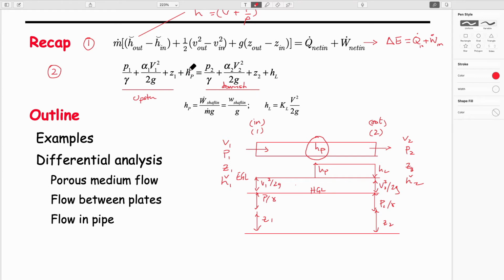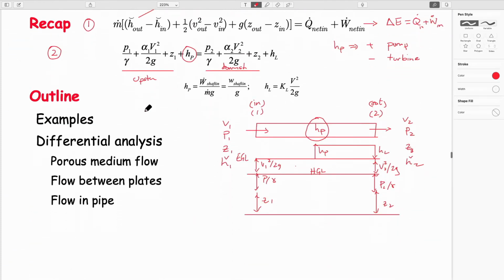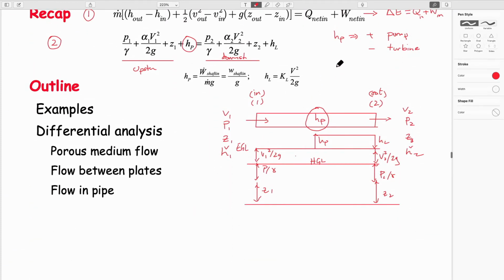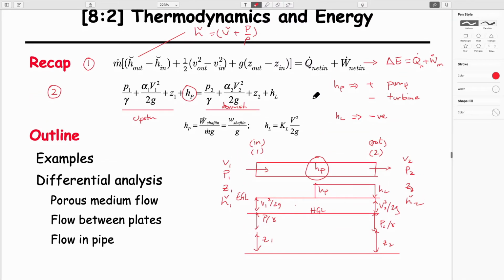And the only other components are the pump head, and we said this is positive if it's a pump, negative if it's a turbine, hence the last things we talked about in this, right? And head loss, that is always negative because you always lose energy. All systems are dissipative, is the term that would be used. So these are the two terms that are used.